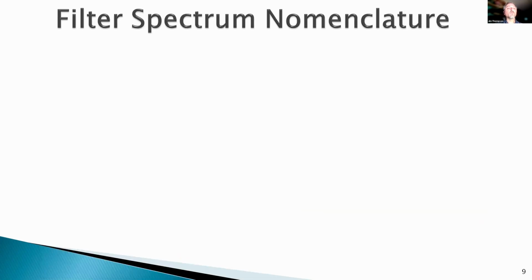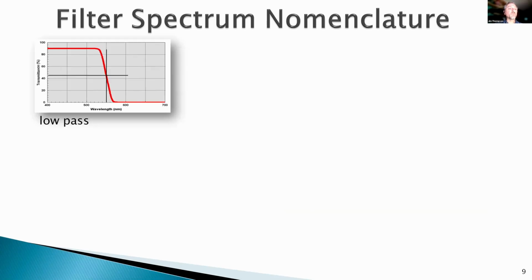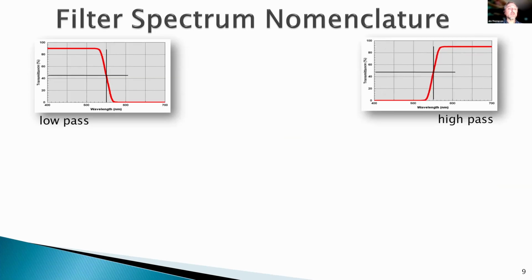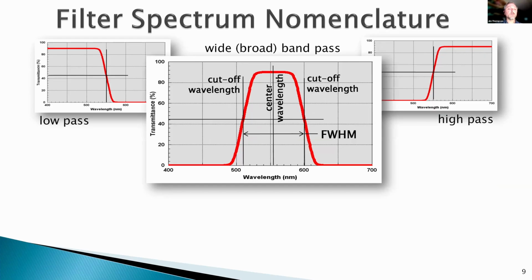The next item I'd like to go over is some basic filter nomenclature. This filter spectrum plot is for something called a low-pass filter. All the light at wavelengths below the cutoff is passed, and all that above is blocked. The opposite of this filter is a high pass, where all the wavelengths above the cutoff are passed and those below are blocked. If we combine these two spectra together, we get a band pass filter. In this case, a wide or broad band pass.